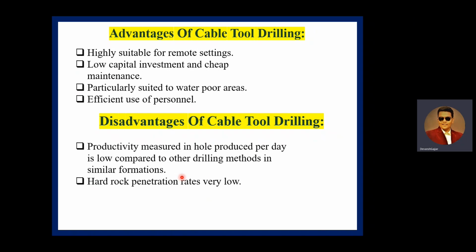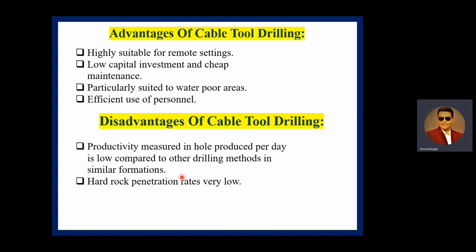The third is that it is particularly suited to water-poor areas. It means cable tool drilling is more easily suited for zones having low water, where water encroachment is not very high, meaning the aquifer layer is very far below. If the aquifer layer is very high, the baler will get filled within a very short time, so the drilling depth will be reduced and the running in and out time of the barrel will be very high compared to drilling. And efficient use of personnel.